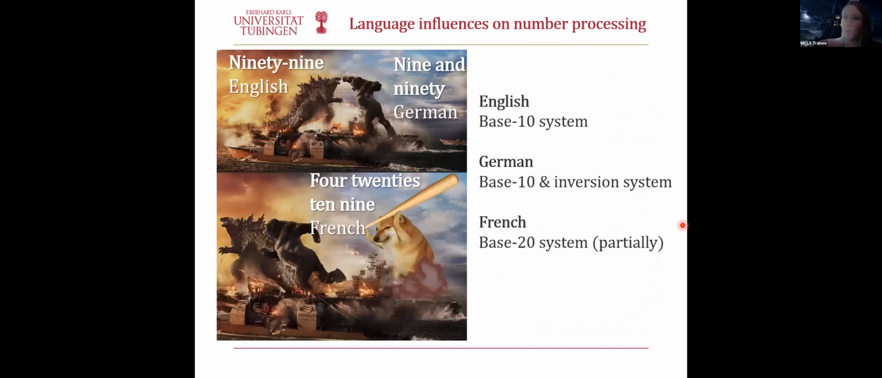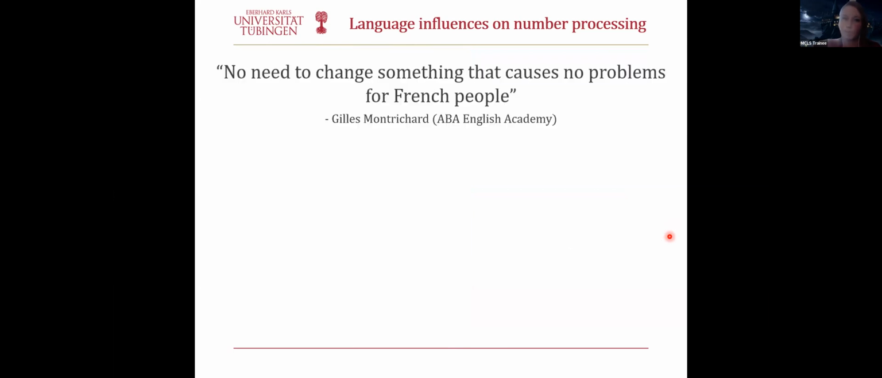Like Anne already nicely showed before, which is really great, there are different language systems for number processing. For instance, English has this base 10 system. German also has this base 10 system, but they have this inversion. So instead of saying 99, they would say 9 and 90, although they would still write the digits as the decade first and the unit second, as Anne already showed. And then French has this partial base 20 system starting from 60.